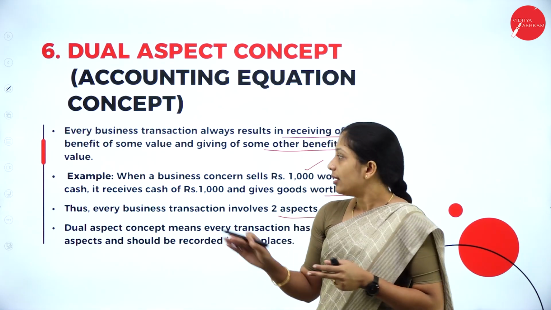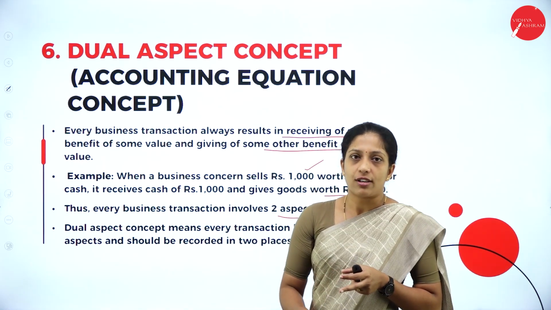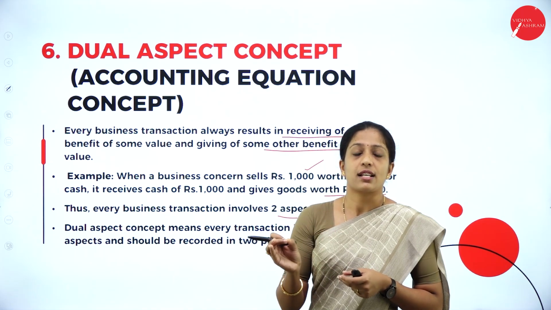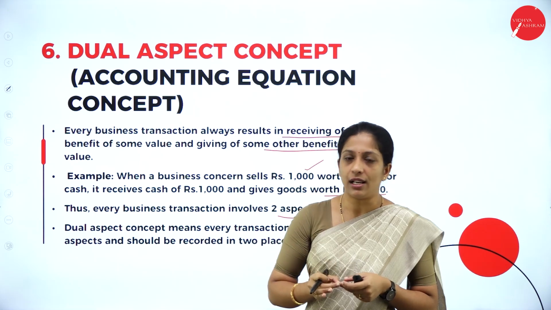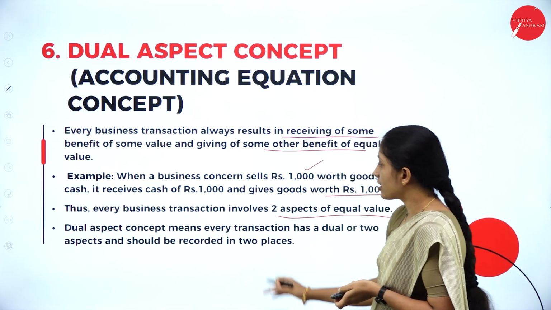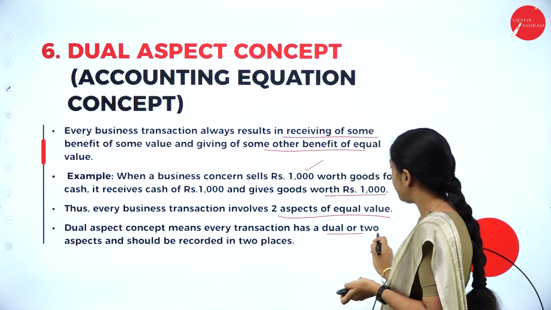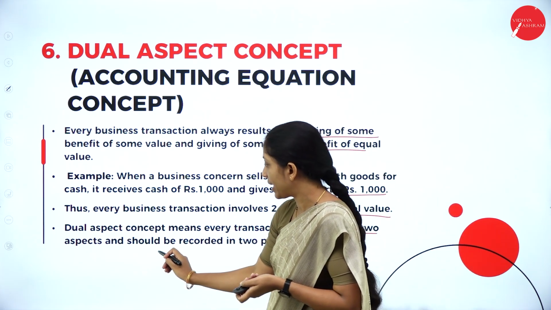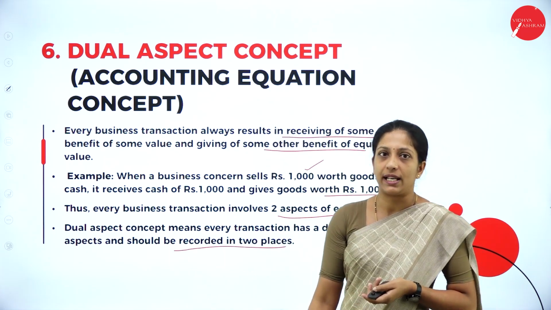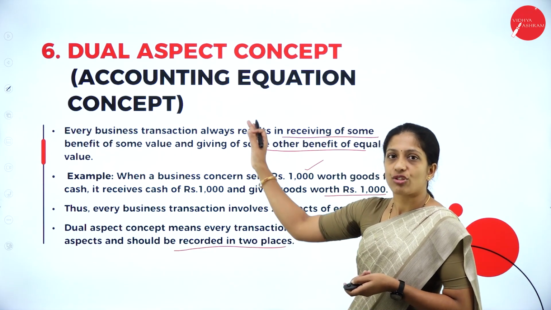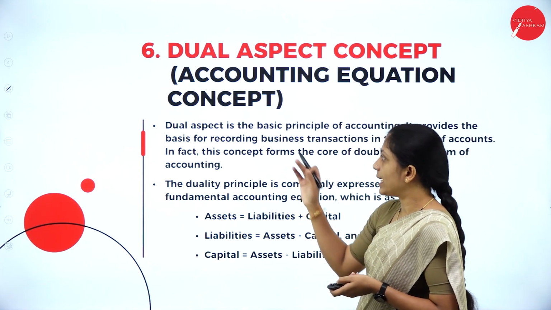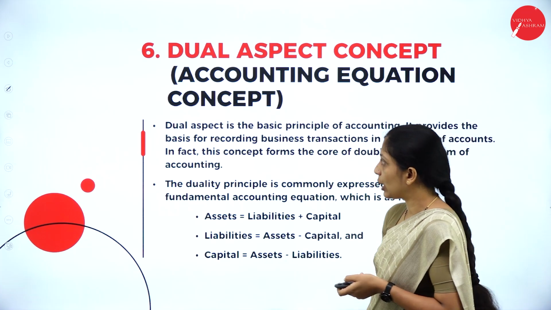So, this dual aspect concept tells us each and every transaction will have two effects, giving effect and taking effect of equal value. Dual aspect concept means every transaction has dual or two aspects and should be recorded in two places in the books of accounts. It is also called the accounting equation. Let us see why it is called an accounting equation.